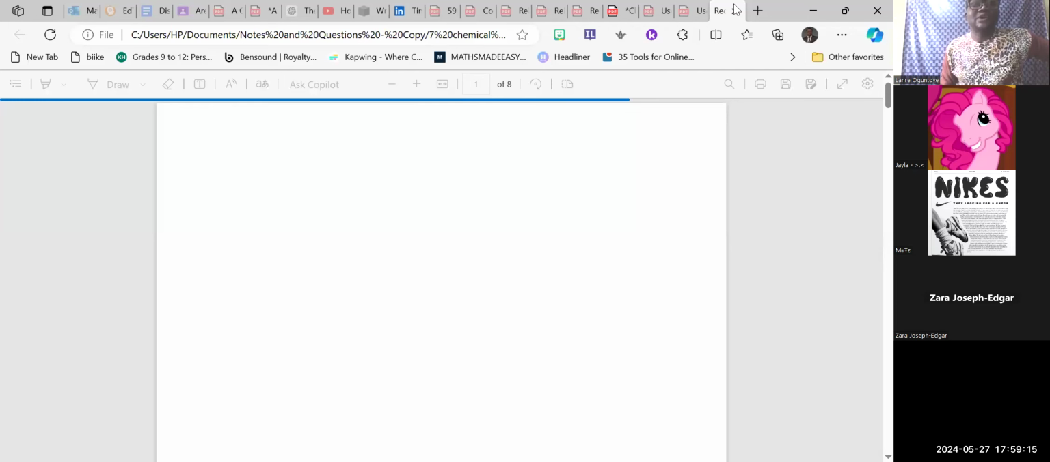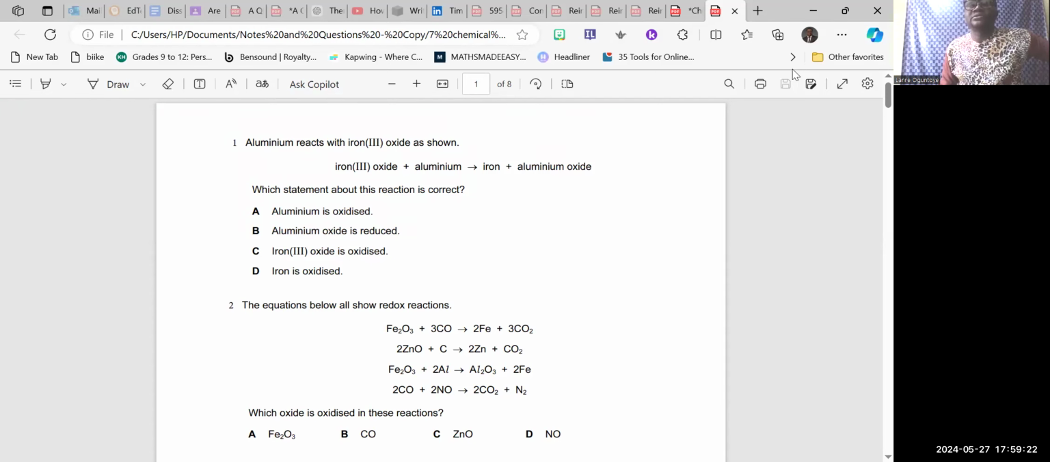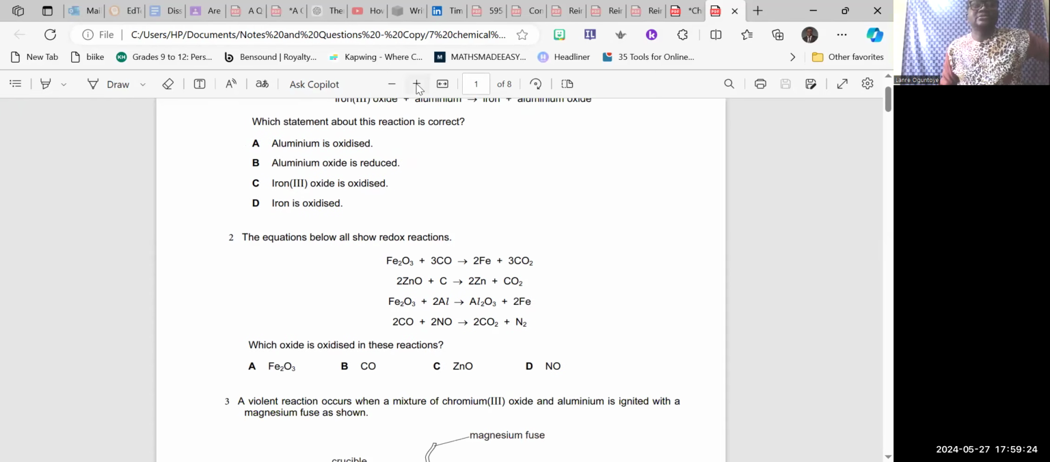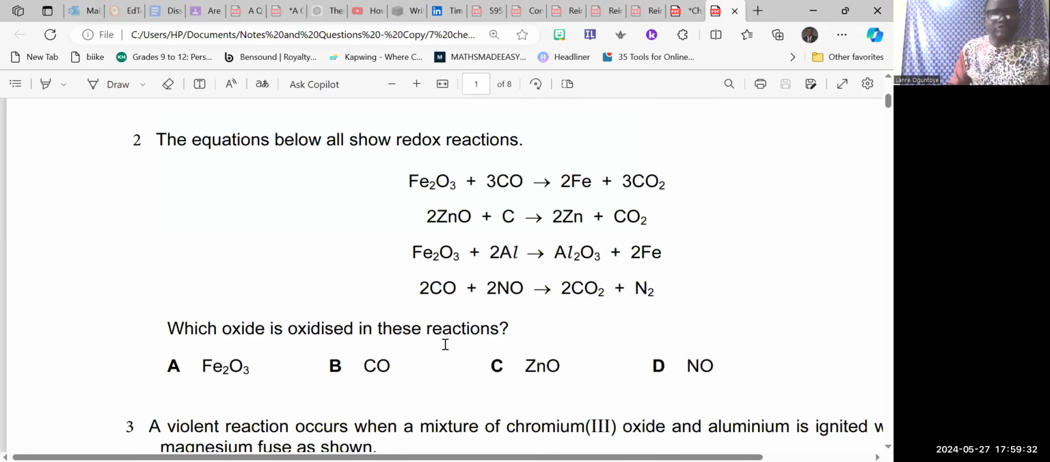Okay, so are you there? Now, this is the kind of question you referred to, right? Somebody is saying that they gave you a question like this: how do you quickly tell which is oxidized and which is reduced? Is it this kind of question, right? And you're expected to do it within 1 minute maximum.